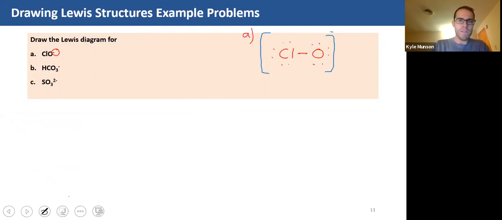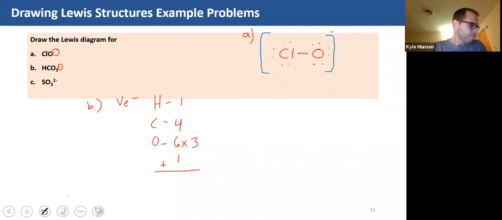Okay, so let's do B over here, just give me some more room. So again, valence electrons, that's the first step. So hydrogen, we have one valence electron. Carbon, we have four. Oxygen, each one of those has six, times three. And then we have one extra one because of the charge here. Add those all up. I get 24. Is that right? 18 plus 2, 20. Yep, 24 valence electrons.